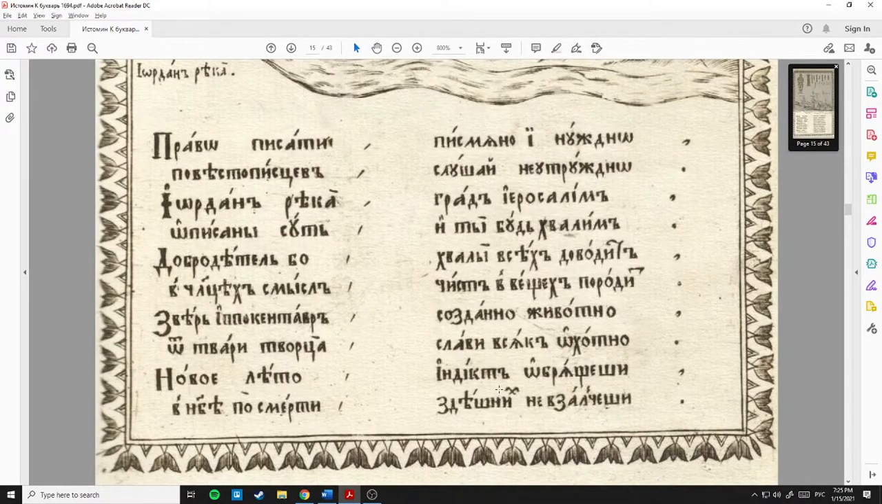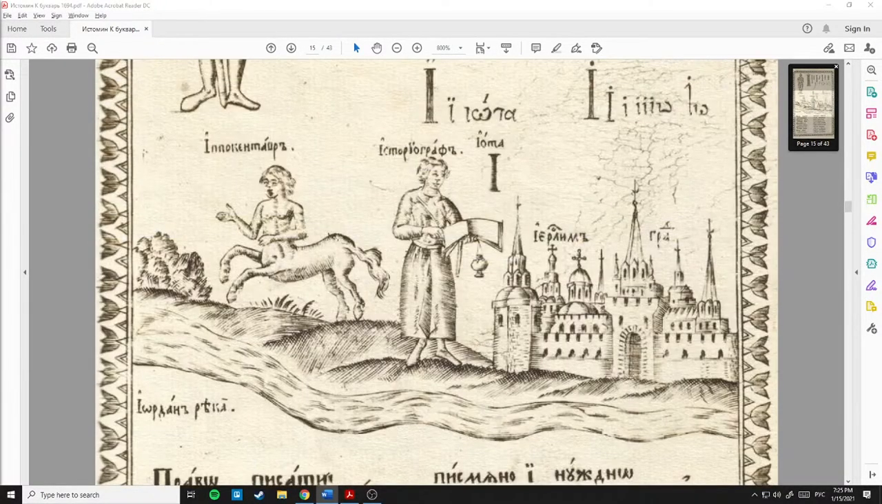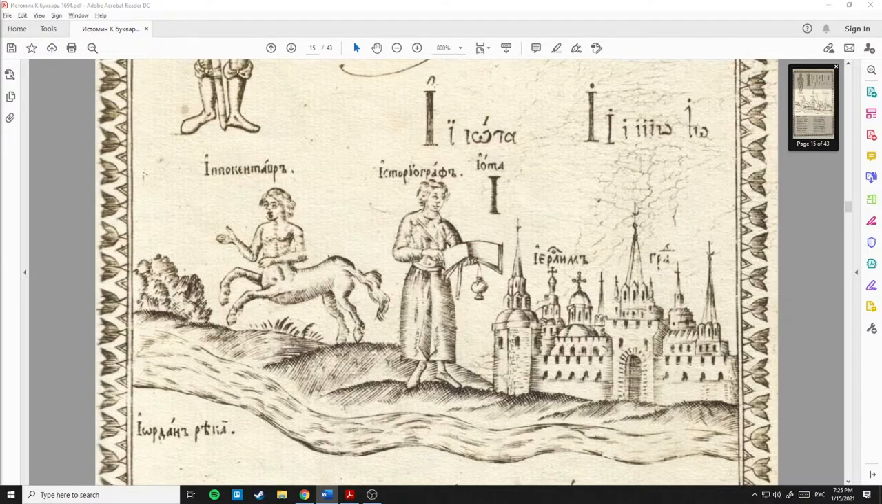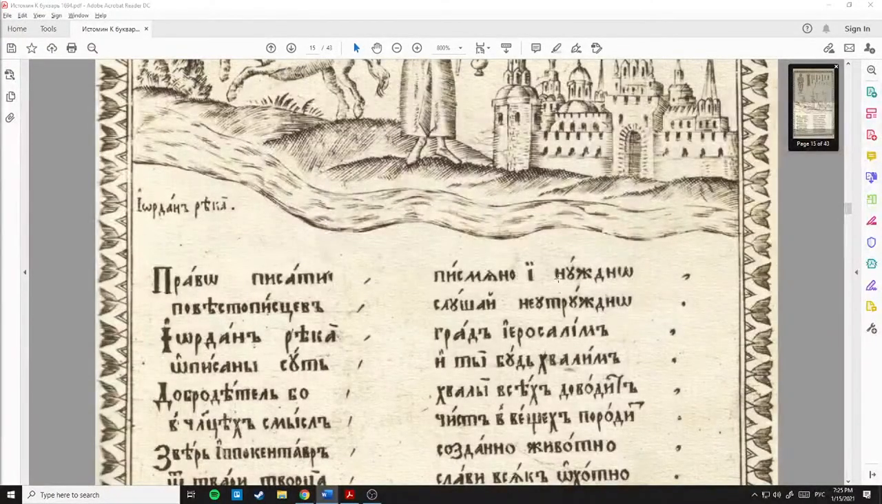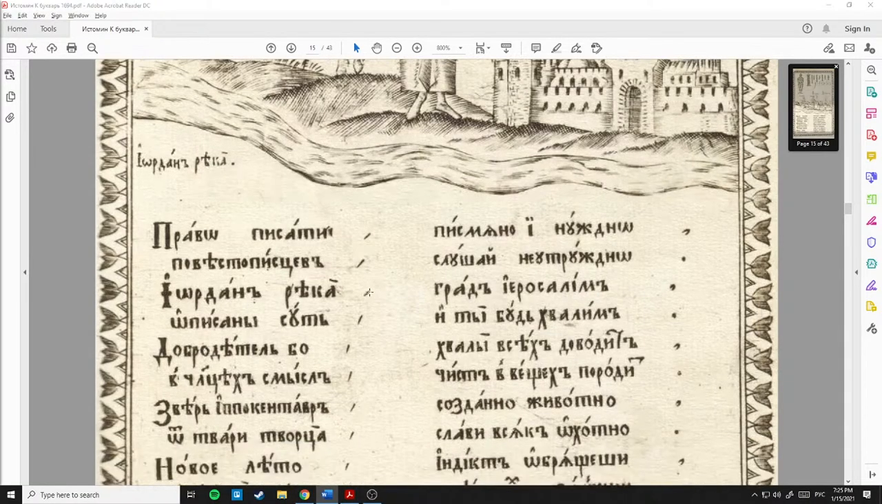So the last text we're going to cover. Let me just scroll down. Perfect. So, pravo pisati, so correct or good to write. Pismena i nužno, so the writing of this letter. As you can see here, it's written with this symbol, and here it's written with two dots. It's the same letter. So the writing of this letter is necessary, so you cannot omit using this letter.